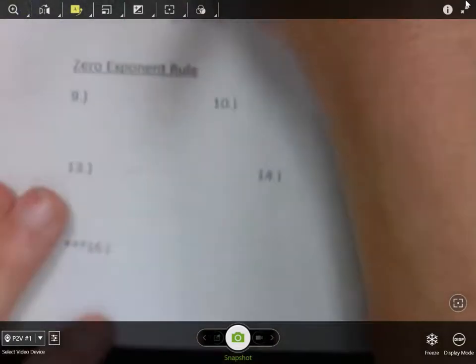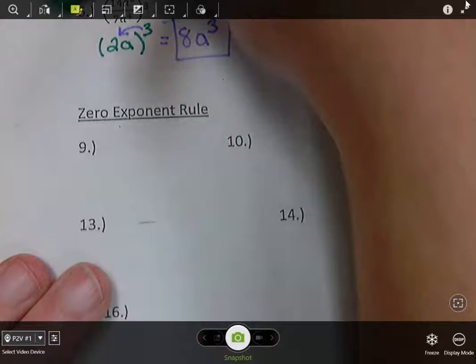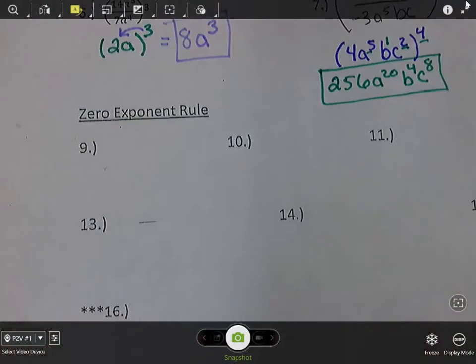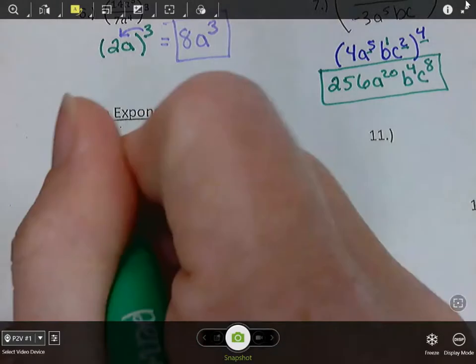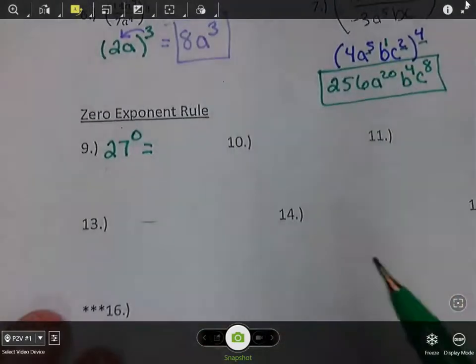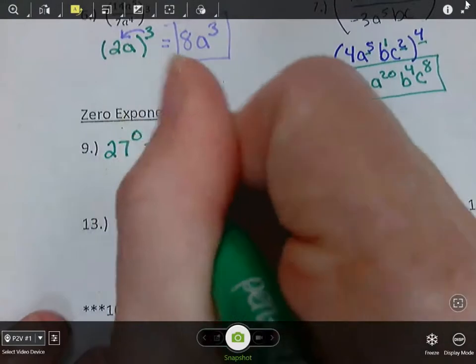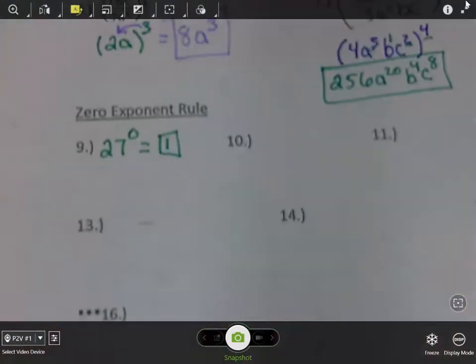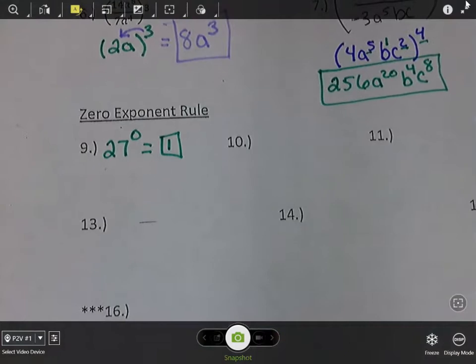All right, zero exponent rule. Anything to the power of 0 is 1. So if you wrote 27 to the 0 power, what's that going to equal? 1. Anything to the 0 power is 1. But if you multiply anything by 0, it would be 0. But I'm not multiplying it by 0. I'm raising it to the power of 0.